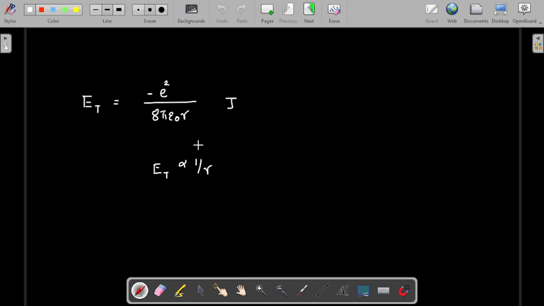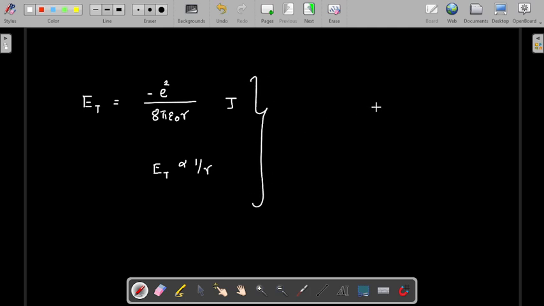Last class we discussed the total energy possessed by an electron in a particular state, in a revolving orbit or orbital. This is the formula, the equation, that we derived. From this we directly came to understand that the total energy possessed by the electron is inversely proportional to the radius of the orbital at which the electron is present. This is the conclusion we came to.